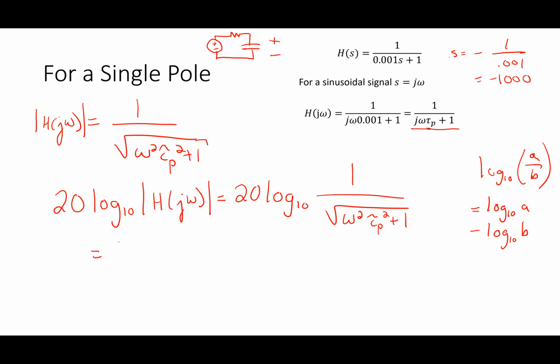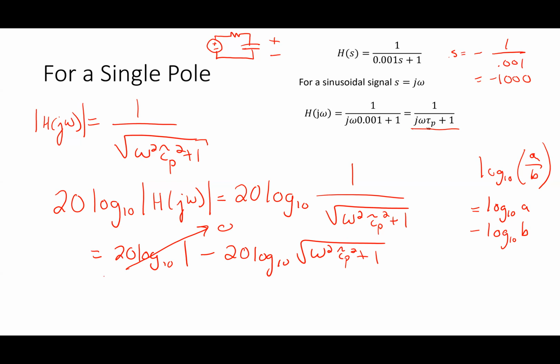2 logs, right? 20. Okay. Yeah, 20 log 10. Minus... yep. All right. Good. All right. So what's the log base 10 of 1? 0. All right. So I figured out that this thing is negative 20.